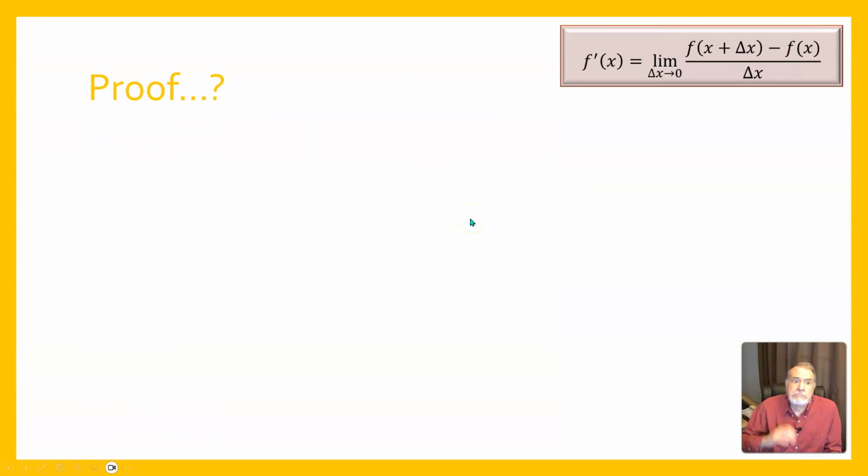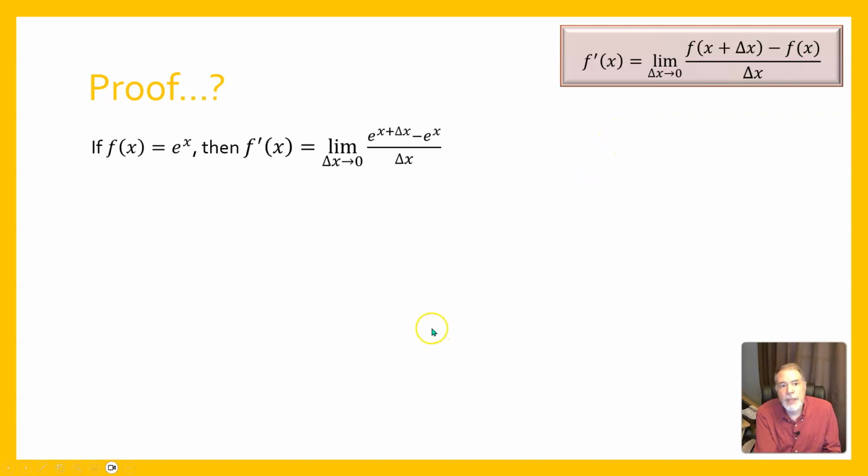So I'm not going to give you a completely rigorous proof, because that's going to depend on how you have defined e to the x in the first place. And different people take different approaches to that. But I am going to at least show you what happens if you take the function e to the x and apply the derivative definition to it. So you take the limit as delta x approaches 0 of that function, but with x replaced by x plus delta x. So e to the x plus delta x minus e to the x, over delta x.